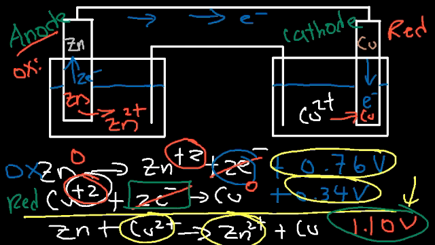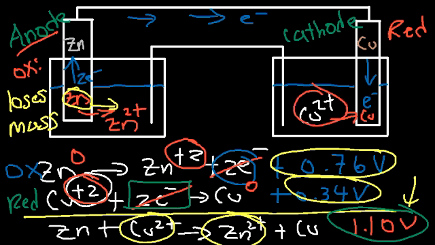Now, notice that the zinc electrode is losing mass. The zinc atoms are leaving the electrode and they're entering the solution. Therefore, the anode always loses mass, so it gets smaller and smaller. Now the cathode, notice that it's gaining mass. The copper ions in the solution are depositing themselves onto the cathode, and so the cathode gains mass.